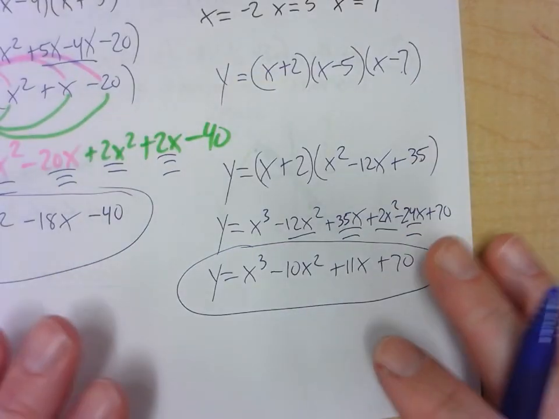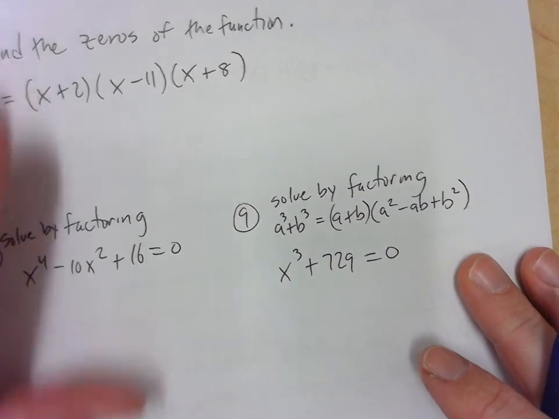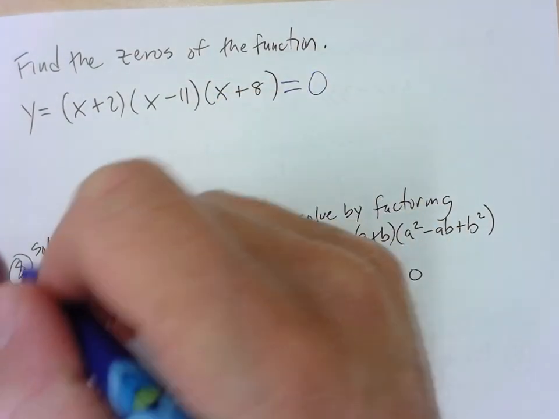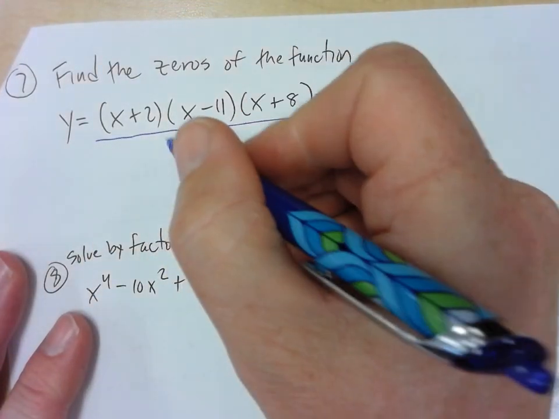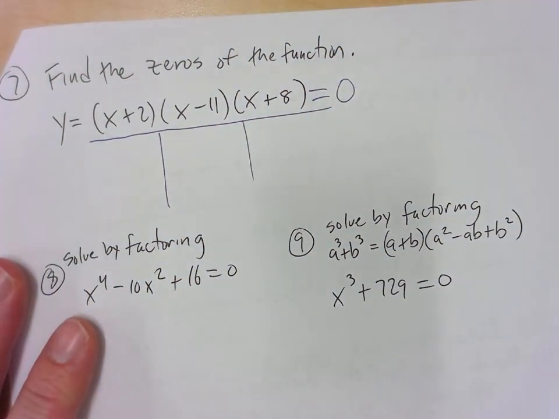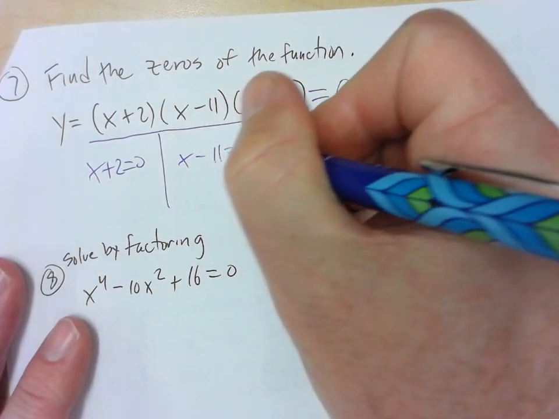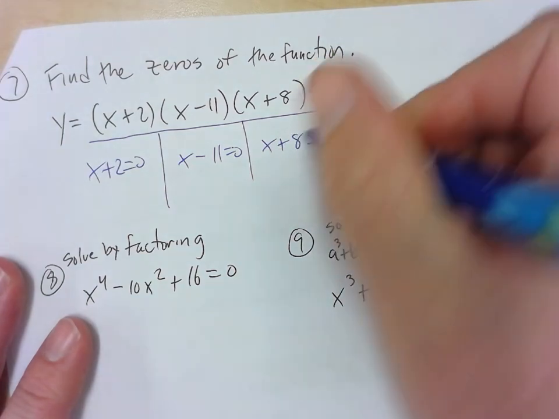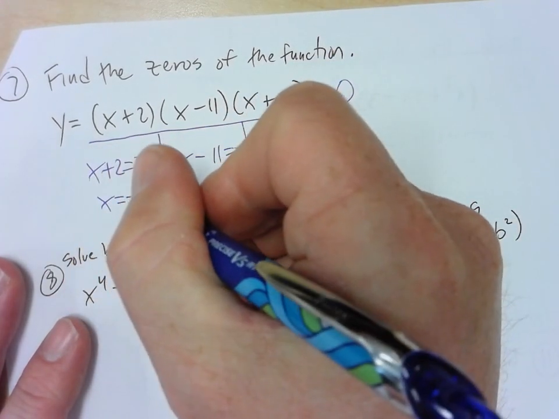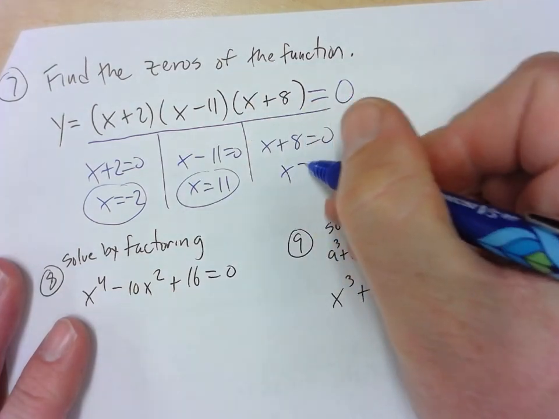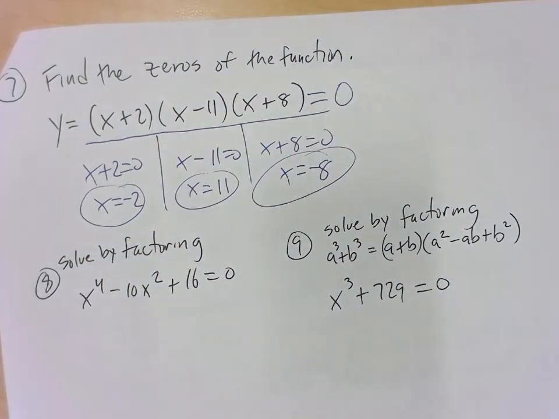Next question is an easy question. It says find the zeros of the function. So we find the zeros of the function by setting each factor equal to 0. So I do zero product property. x plus 2 is equal to 0. x minus 11 is equal to 0. x plus 8 is equal to 0. Subtract 2, x is equal to negative 2. Add 11. And subtract 8. So those are the 3 answers we get on that guy. But it's already factored, so you just set each factor equal to 0.